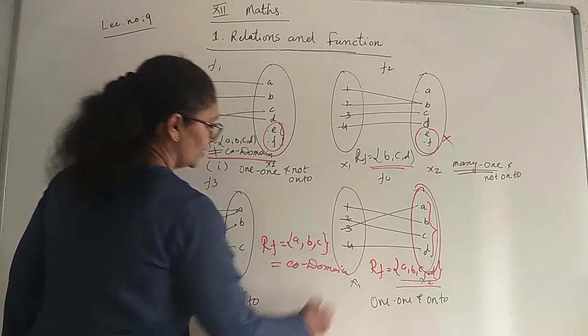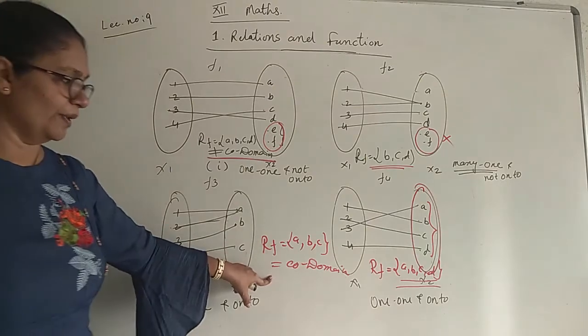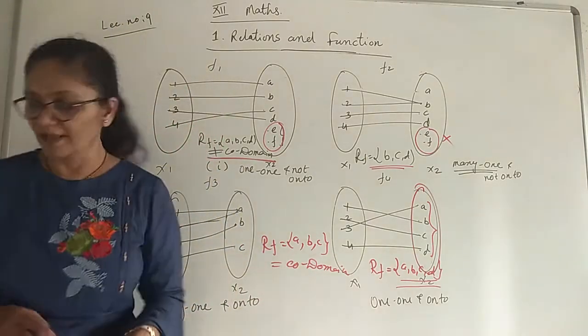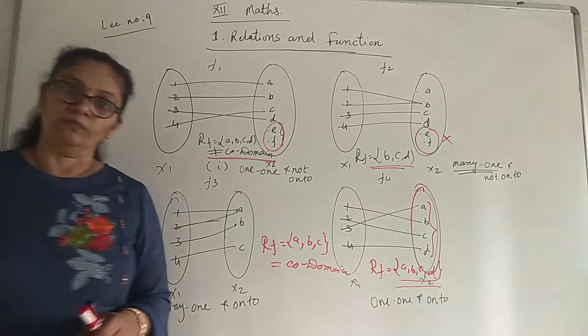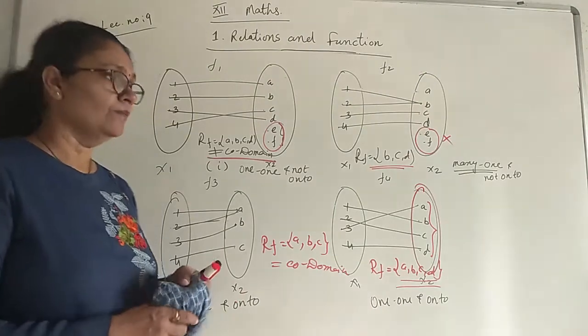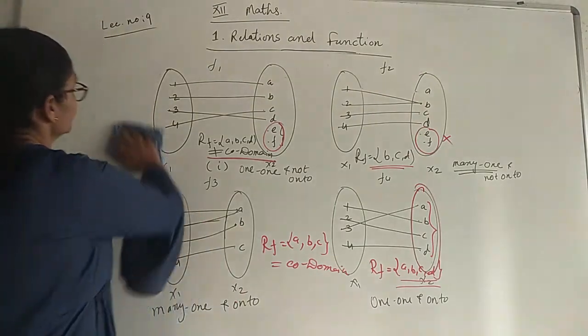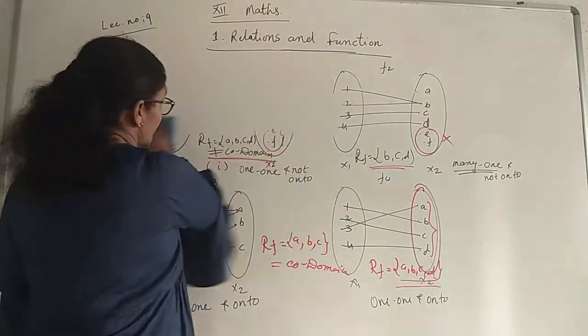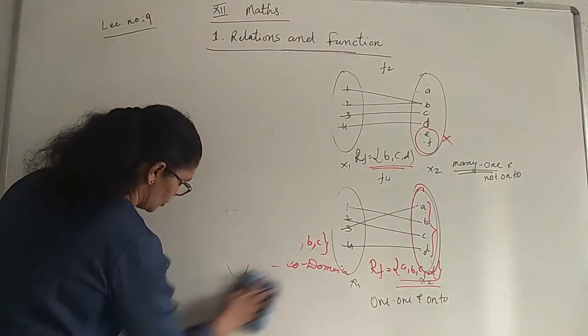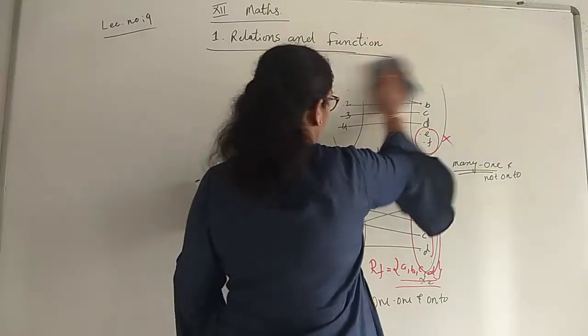So what is the meaning of it? If range and codomain are the same, it is onto. And if range and codomain are not the same, then it is not onto. So I think one-one and onto functions are more clear to you. Now we come to the solved sums of your textbook. So you open your textbook and now we start all the solved sums which are given in your book.